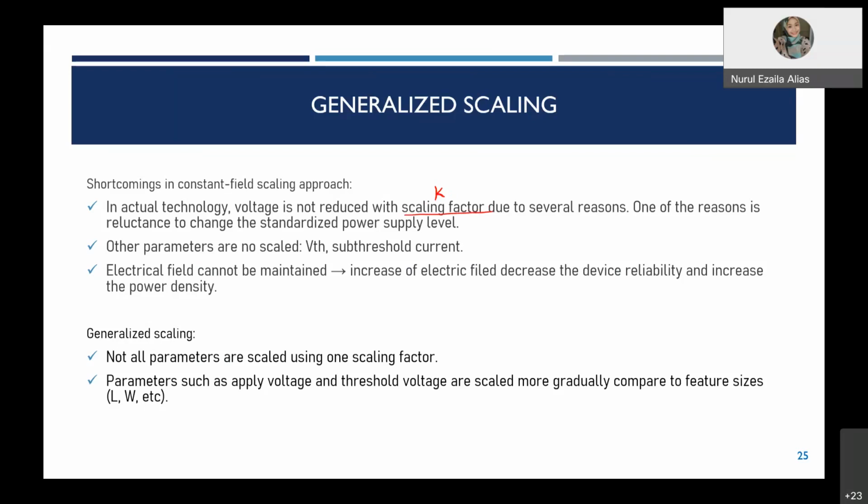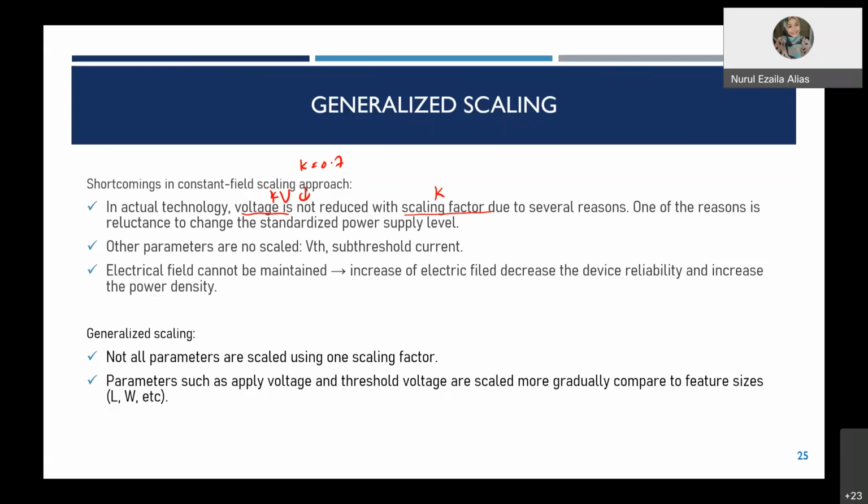Usually we won't multiply by K value because, if you have voltage and you multiply by K, where K is 0.7, the value will be reduced. We don't want this to happen. Why don't we want to reduce the voltage? Because we don't want to reduce the power consumption or the power supply, and CMOS technology already has a standardized power supply. Therefore we don't want to reduce that. So this is one of the shortcomings of constant field scaling.